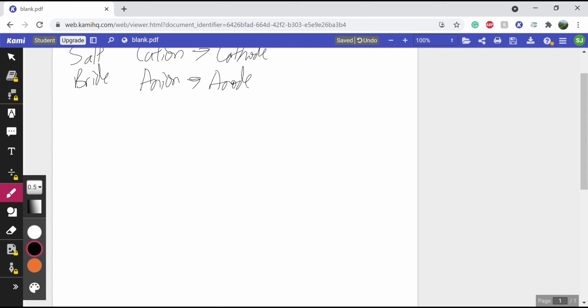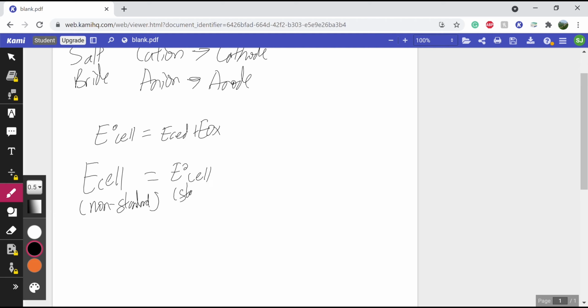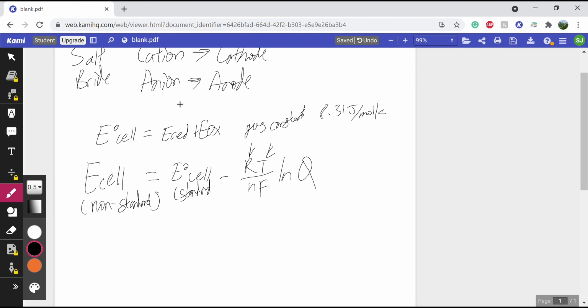Let's talk about ways to find non-standard cell potential. You know that the standard cell potential is E of reduction plus oxidation. Now for non-standard cell potential: E cell, which needs to be noted is non-standard, is equal to E cell standard minus RT divided by nF times ln of Q. R is the gas constant, which you should know is 8.31 J per mole Kelvin. T is temperature in Kelvin, and n is the number of moles of electrons, the number of electrons being transferred.